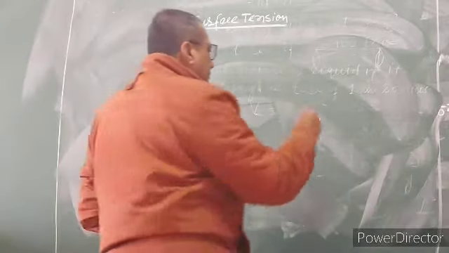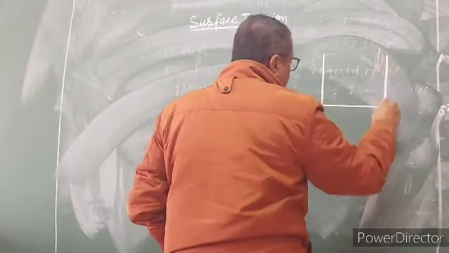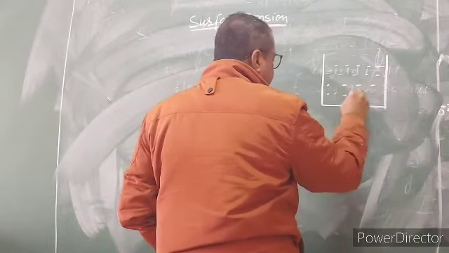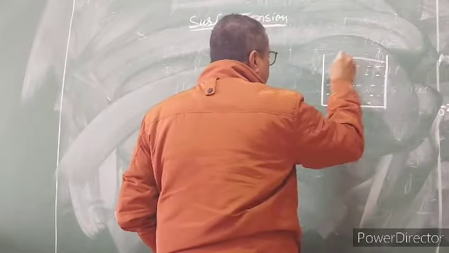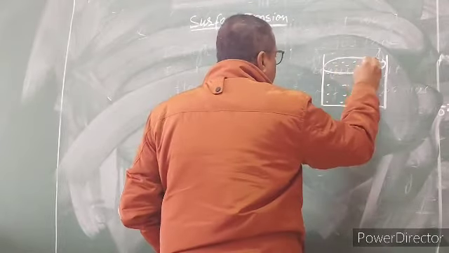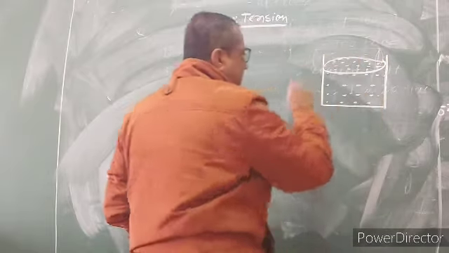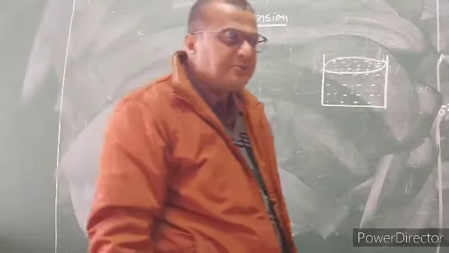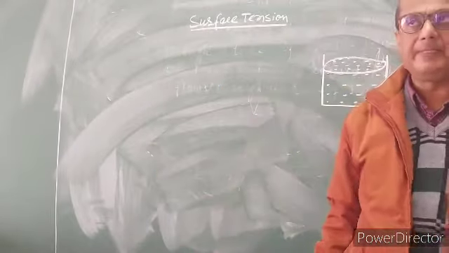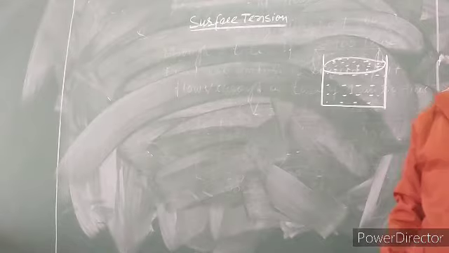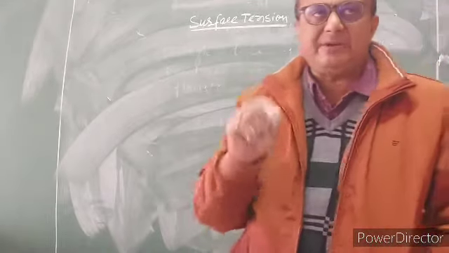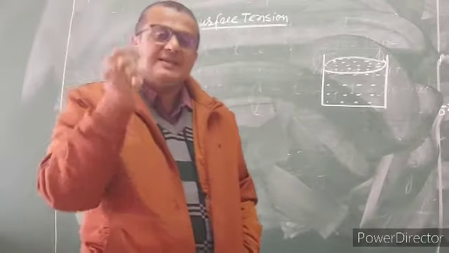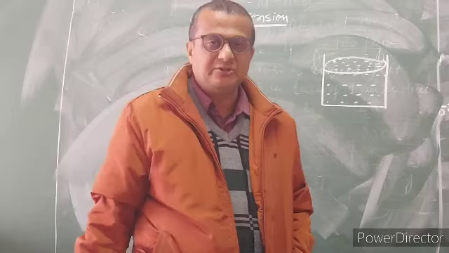When we take water or any liquid in a container, the upper surface is like a membrane. This upper surface has only liquid molecules of the same nature, which means every molecule has the same nature as the other molecules.